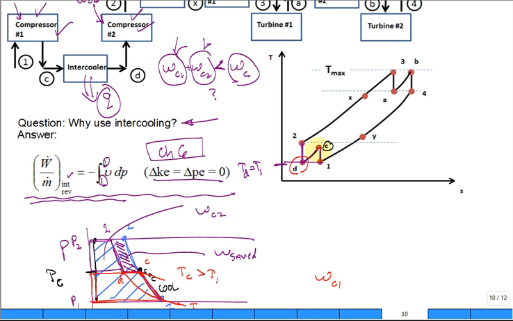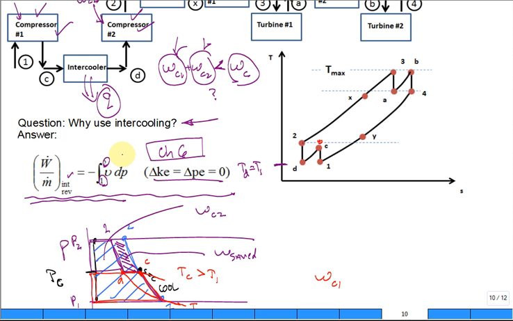Now, depending on how much you compress the first time, the temperature at C could be up here. It could be above T2. And then you cool it and then compress. There's no relationship for where TC has to be, it could be above or below T2. But the way I drew it, I have to draw it some way, I show that TC is less than T2. I could have shown that TC is equal to T2 or TC greater than T2. Okay? All right.